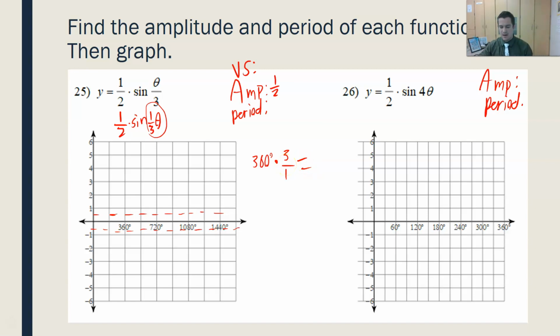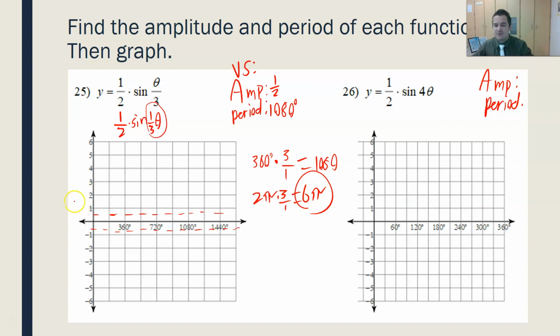Do I trust my math that much? Yes, I do. 1080 degrees. So in degrees, my period is 1080 degrees. If I was finding the period in radians, I would take 2 pi times 3 over 1, which would give me 6 pi radians. Okay, so let's draw this.